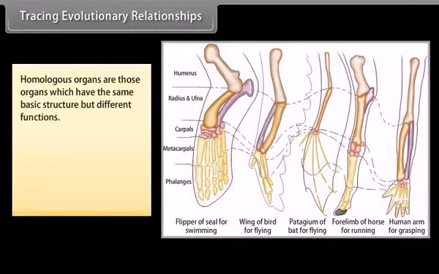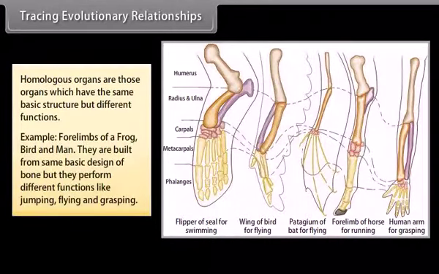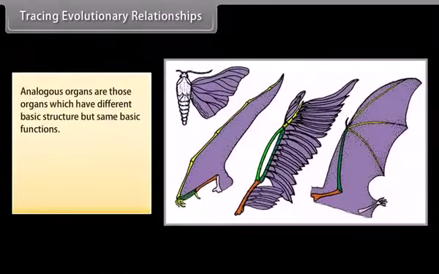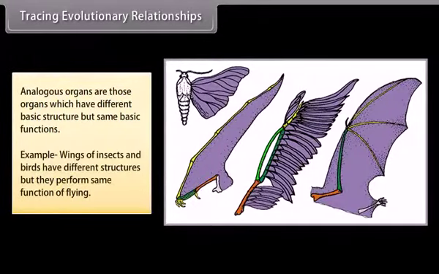Homologous organs are those organs which have the same basic structure but different functions. Example, forelimbs of a frog, bird, and man. They are built from the same basic design of bone, but they perform different functions like jumping, flying, and grasping. Analogous organs are those organs which have different basic structure but the same basic functions. Example, wings of insects and birds have different structures but they perform the same function of flying.